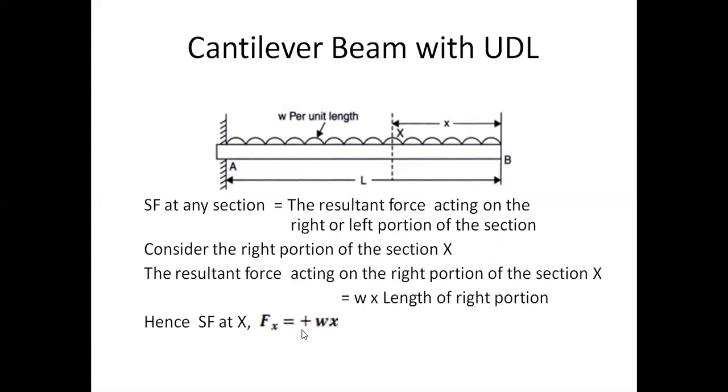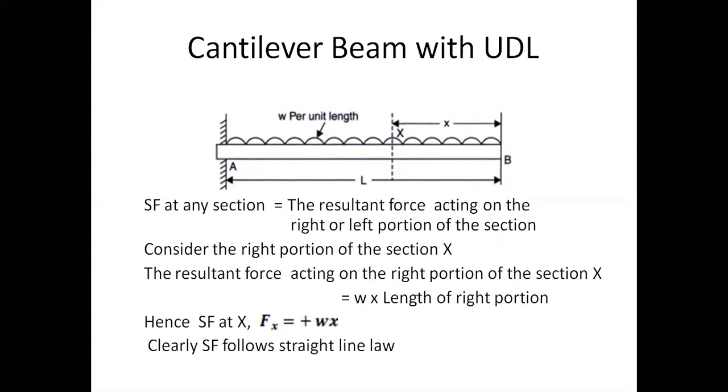Why have we taken the plus symbol? Because when we consider the right section and the resultant force acts in the downward direction, we take it as positive. In the sign conventions, in the very starting lesson, we saw how to take them as far as shear force is concerned. If we consider the right section, a downward resultant force is positive, and if we take the left-hand side, an upward force is positive. Here the resultant force is downward, that's why we have taken the plus sign. Therefore, shear force at X is Fx equal to plus w into x.